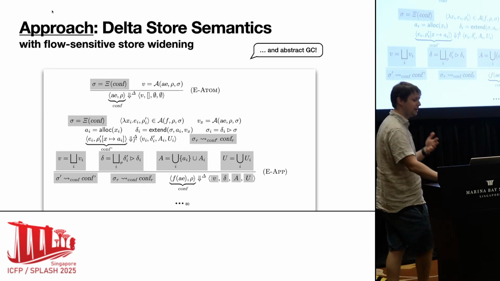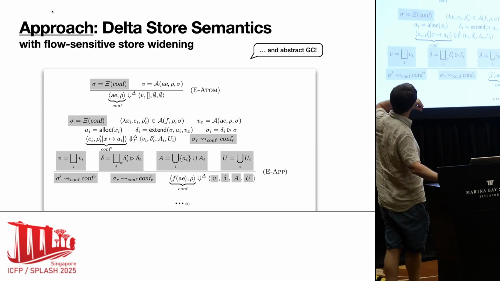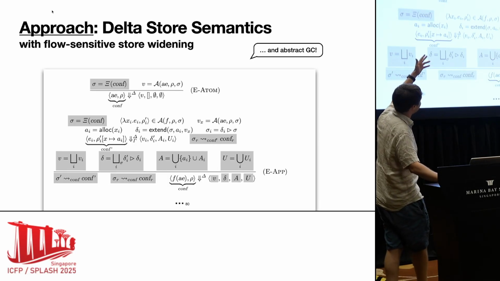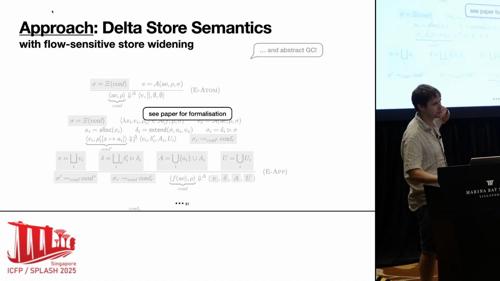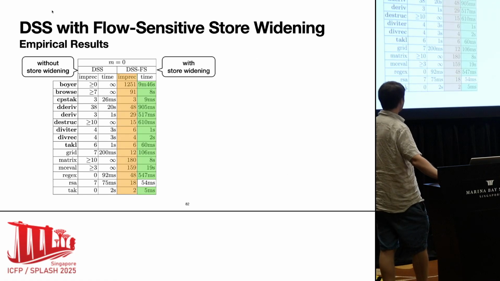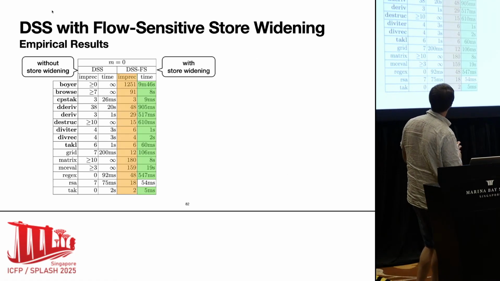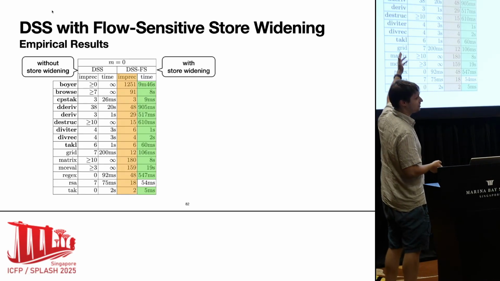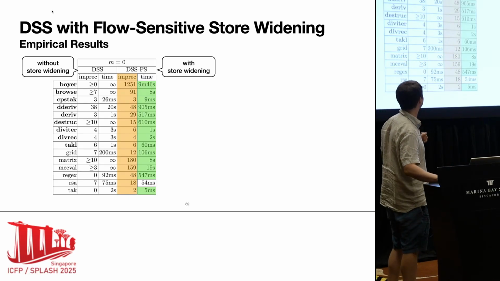So we again formalized this DSS with flow-sensitive store widening as well as abstract garbage collection. I'm not going to go into any details here. I refer to the paper for the full formalization. And we also verified this again empirically, this time comparing DSS without store widening to DSS with store widening.